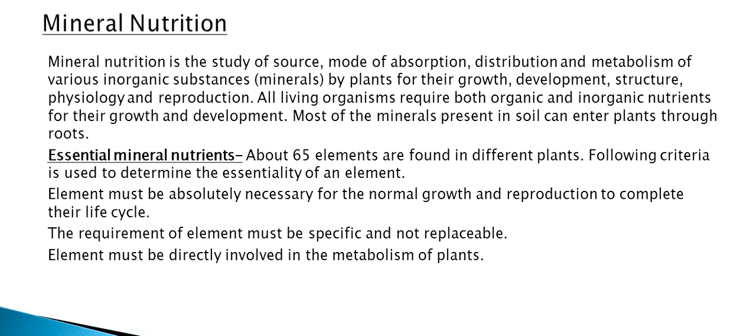What are essential mineral nutrients? About 65 elements are found in different plants. The following criteria is used to determine the essentiality of an element. Element must be absolutely necessary for the normal growth and reproduction to complete their life cycle. The requirement of the element must be specific and not replaceable. Element must be directly involved in the metabolism of plants.